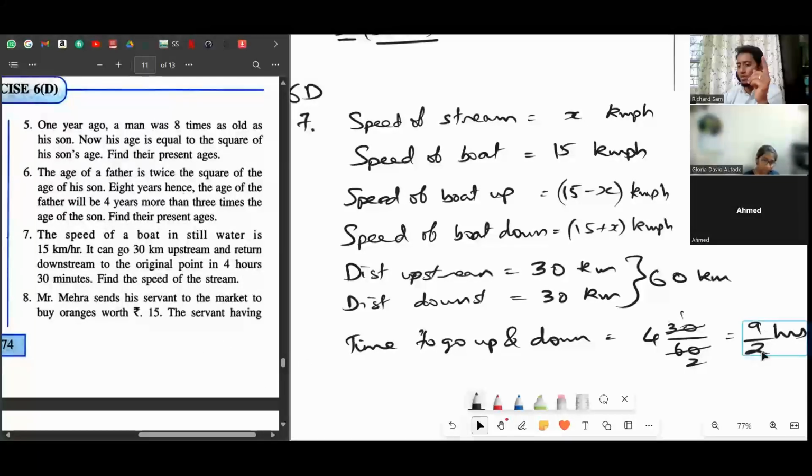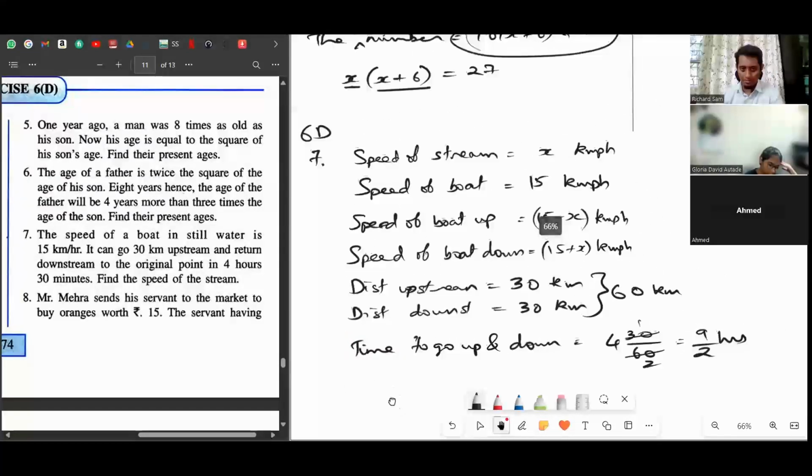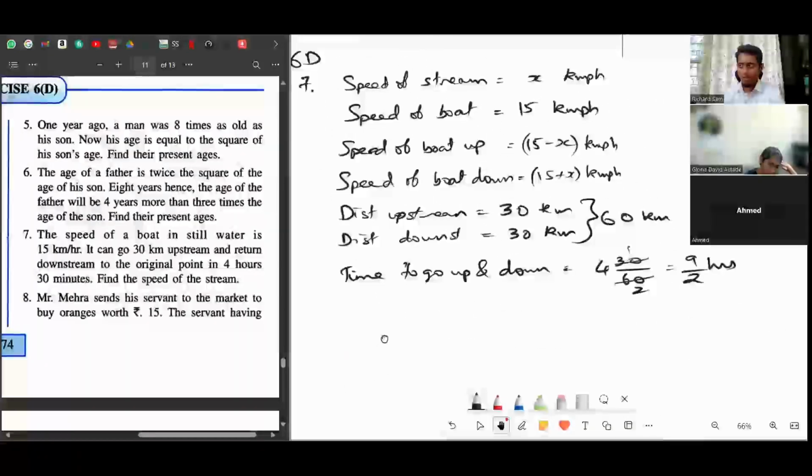Total time is 9 upon 2 hours. Total distance is 60. We have to make an equation using time as usual. So what equation can we make using time? Normally it was time of slow minus time of fast is equal to the difference in time. But here it's not about difference in time.